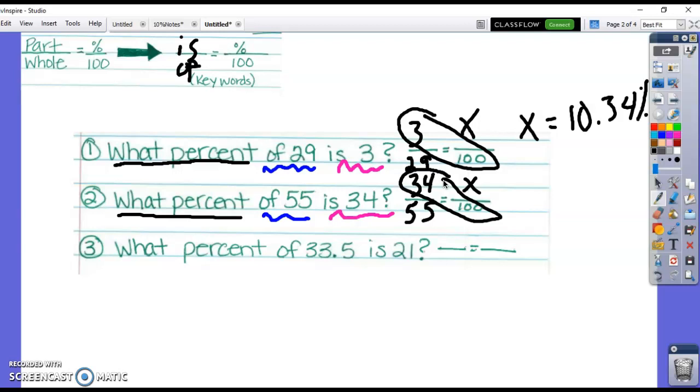So 34 times 100 is 3,400. And I'm going to divide it by 55. I get another kind of long answer there. So X equals 61.82 if I'm rounding correctly. So 61.82%. So if you had a test and there were 55 problems on it and you got 34 correct, you would get 61.82%. That is what that is telling you.